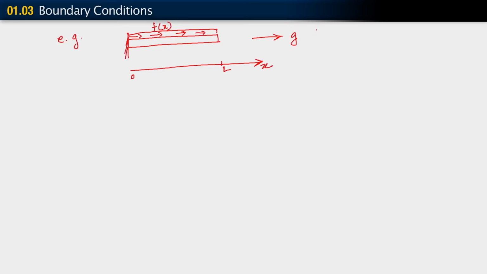Okay, so g is the acceleration due to gravity. Okay, in that situation, f of x would be the mass density of the body, which could be a function of position, right? Maybe this bar does not have a constant density with respect to position, times g. Okay, so this is a specific example of the body force.